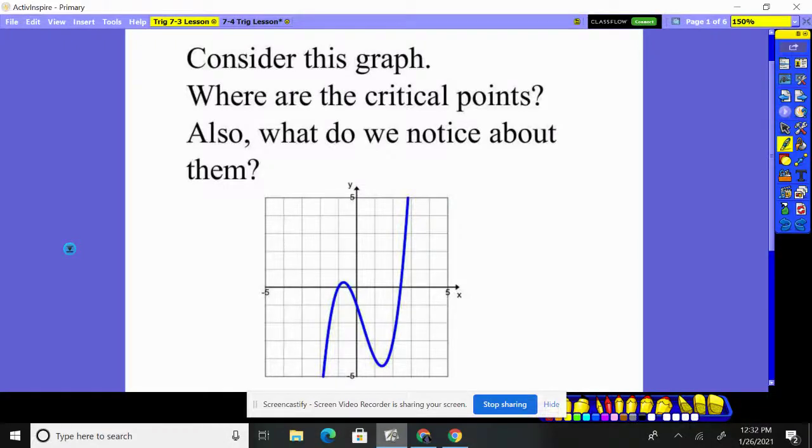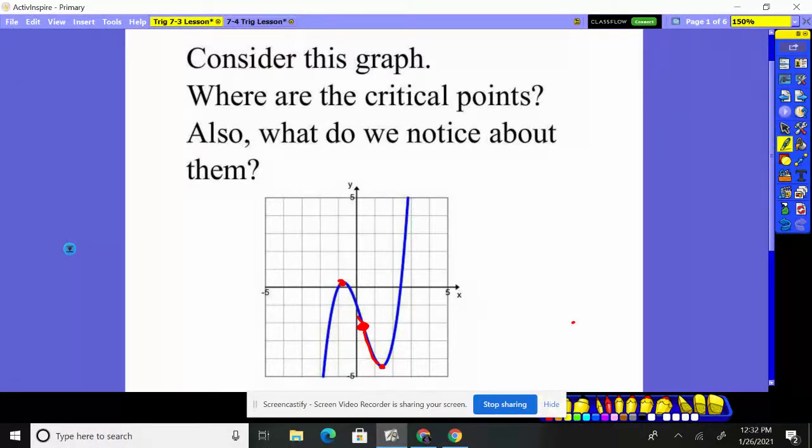Okay, consider this graph here. It's an x cubed graph. Where are the critical points? What do we also notice about them? Well, let's see. Critical points. I see a critical point right here, a relative minimum, then it swings back up, and here's a relative maximum. Also, it's curving up, and then right here it starts curving back the other way. Right there's a point of inflection. So we have a minimum, maximum, and a point of inflection where it starts turning back the other way.